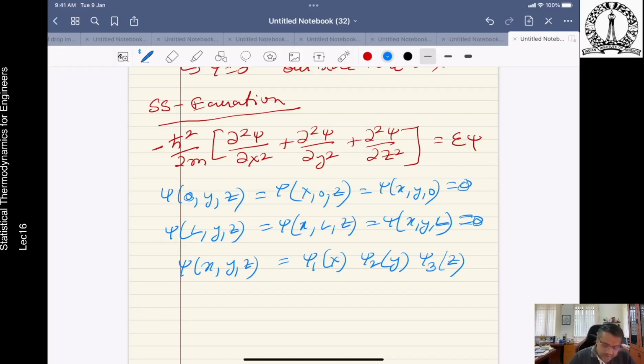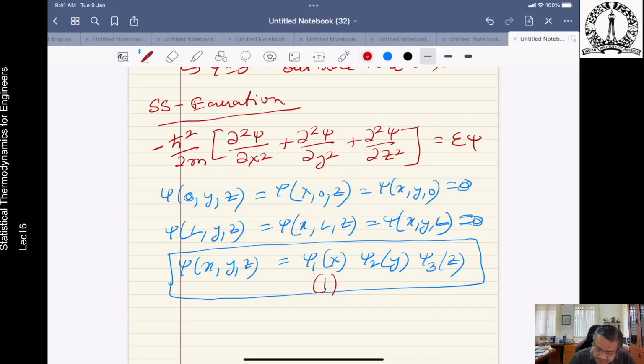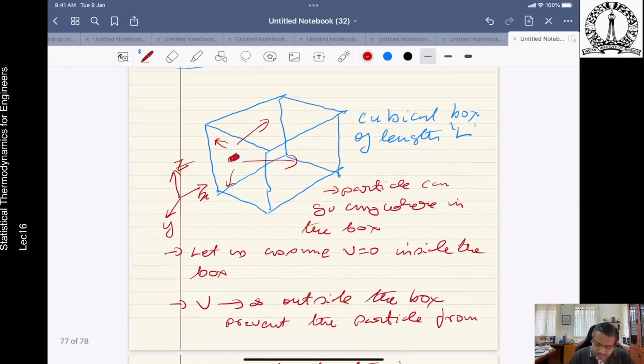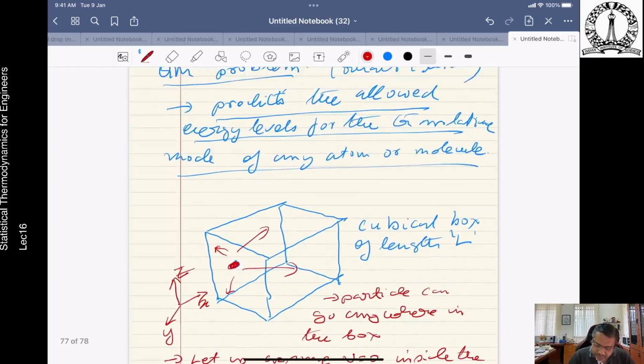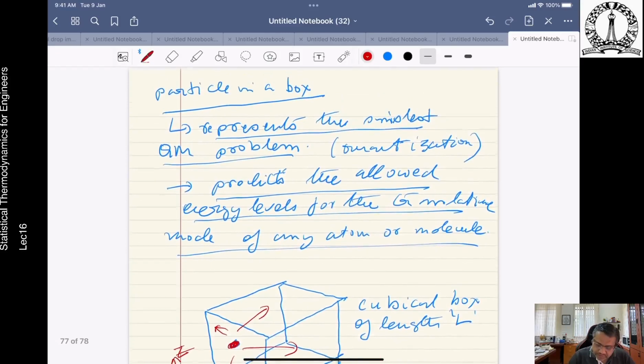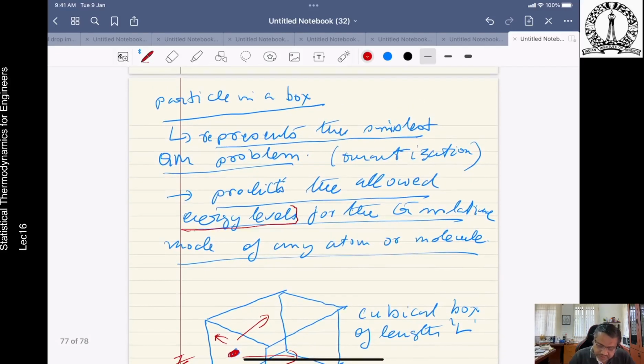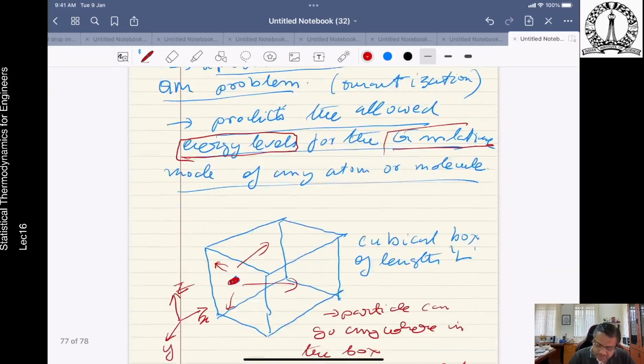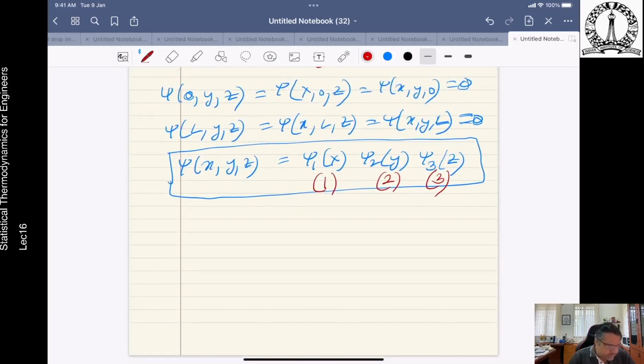Inside the cubical box, the total probability is given as a multiplicative of these three terms, which correspond to the different directions, right? As we know, the particle in a box is very important because it allows us to get the energy levels and the quantum numbers for the translational mode. Okay, so let us see how this works.